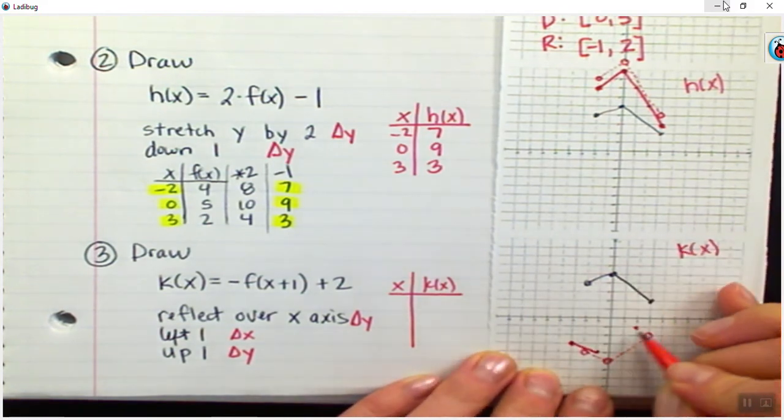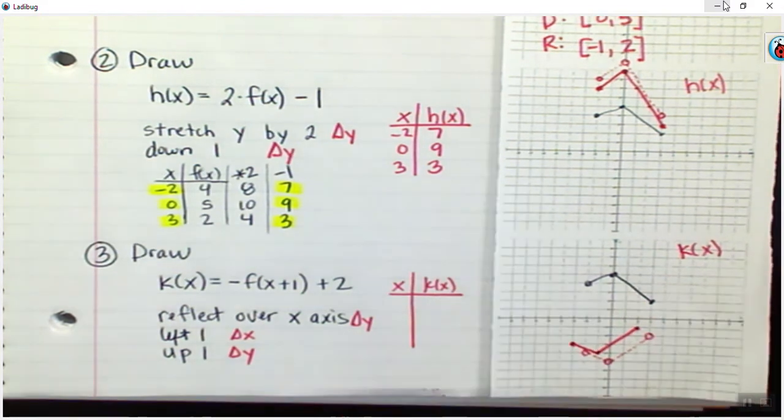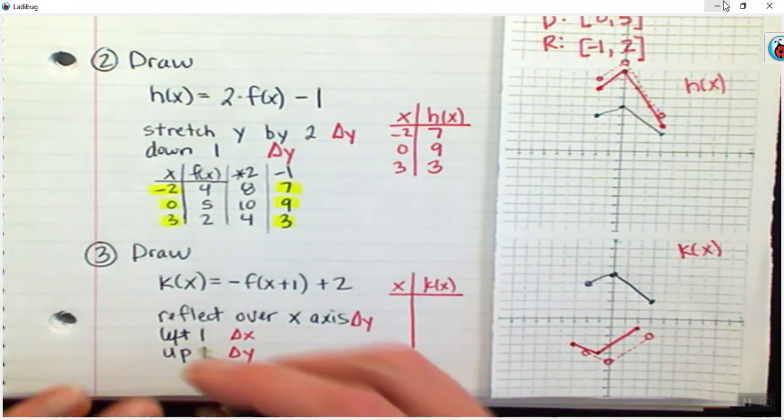Now connect. There's your graph. Oh, sorry, I went left 1, up 1. I meant to go left 1, up 2. So sorry, guys. Tell me when I do that.